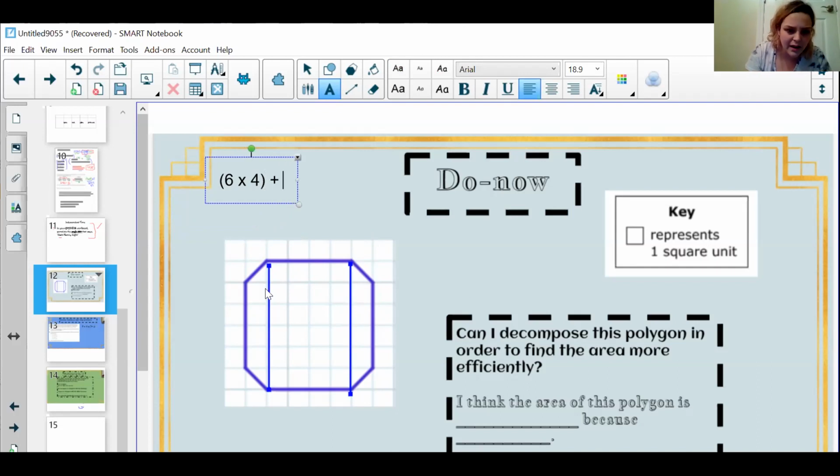Let's see, I have 1, 2, 3, 4 full square units on this side. If I have 4 full square units on here, I must have 4 on the other side. Yep, I do. So that's an additional 8 square units. And I'm almost done, but careful because I have some halves up here. I can't forget about those halves.